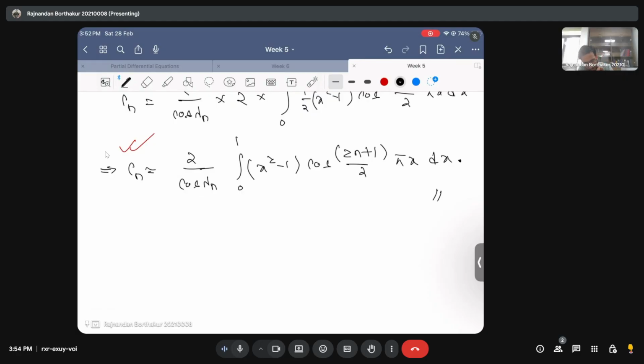Remember, you know that your n will vary from 0, 1, 2 up to infinity. That's the thing.